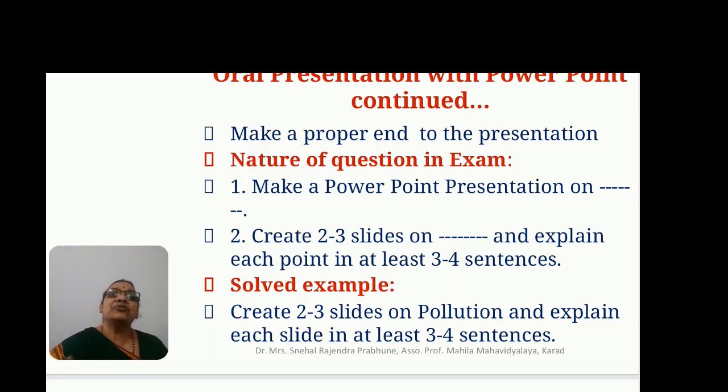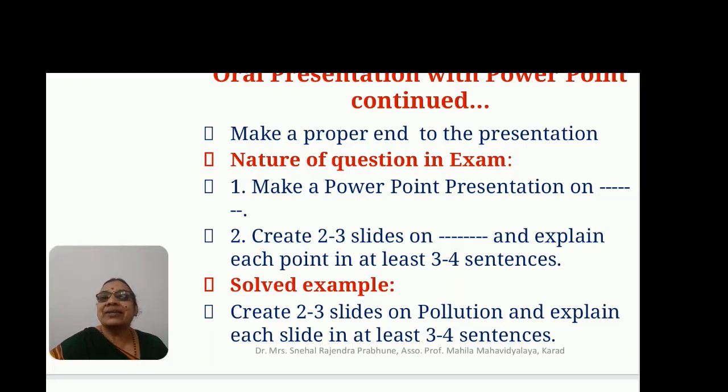What is the nature of the questions in the examination that are asked on this particular type of oral skill? We have to answer it like this. You may be asked to make a PowerPoint presentation on some topic, or you may be asked to create 2 or 3 slides on a given topic and explain each point in at least 3 to 4 sentences.